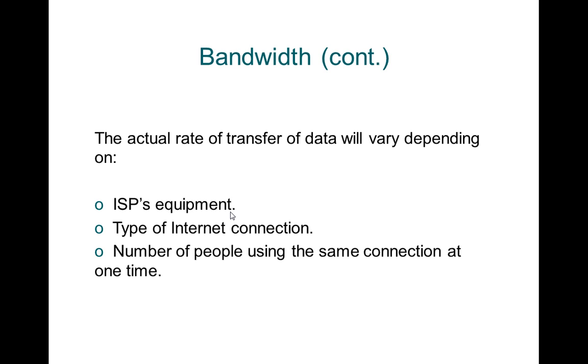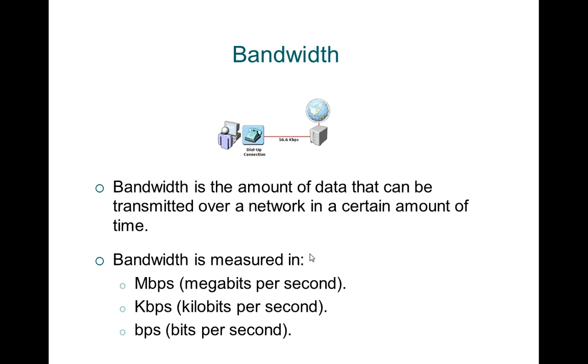So it depends on the ISP, it depends on the internet connection, the rate, the speed of the data or the bandwidth. So there are different speeds for different internet connections, for different ISPs, and for different people who are using the same connection at one time. Suppose more than one person is using the same connection, so there are multiple people using the same connection at one time. So the bandwidth depends on the ISP, the internet connection, or the number of people.